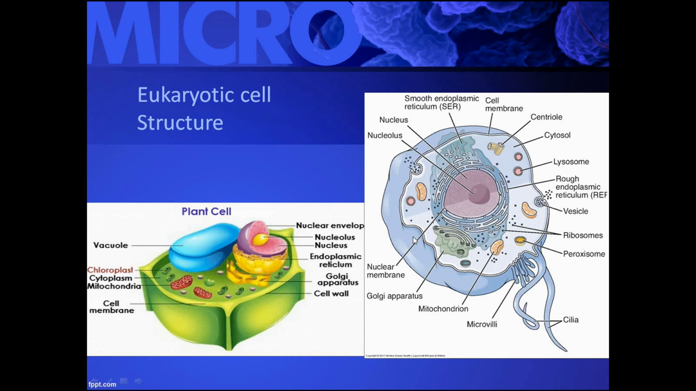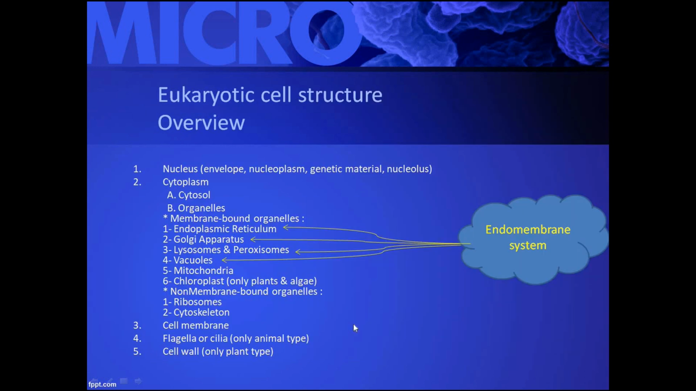Now, reaching the cell membrane, it is a phospholipid bilayer that separates the inside of the cell from its surrounding. Outside the cell membrane, a plant cell has a cell wall. It functions in rigidity, shape, and strength. But animal cells don't want rigidity; they want movement. So they have cilia or flagella that help them move. So this is an overview of what I have just said.